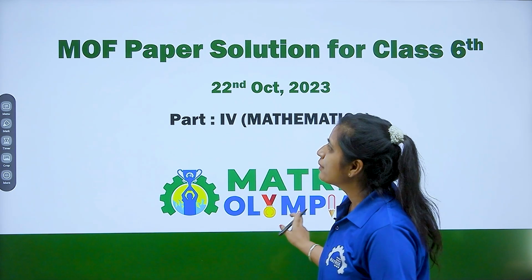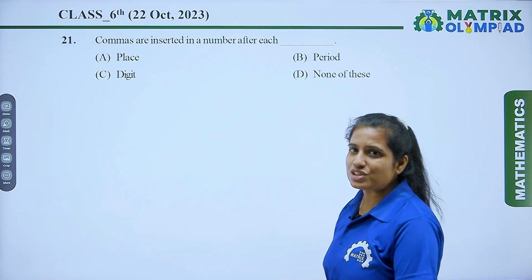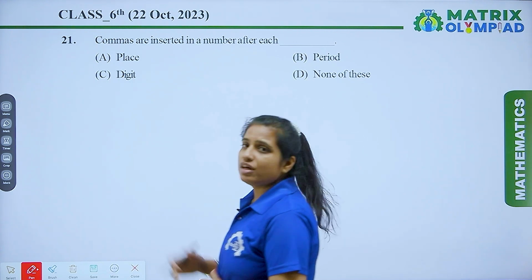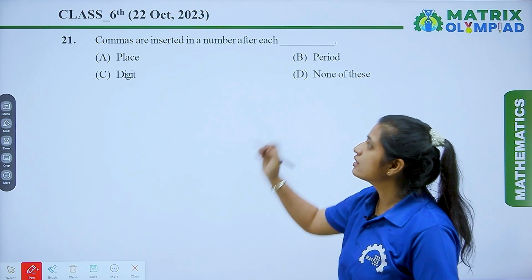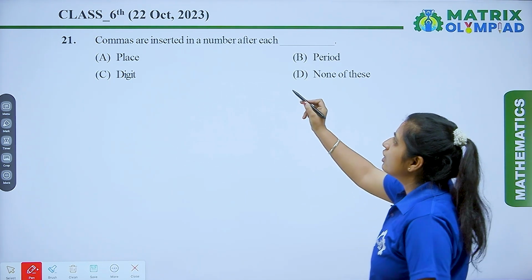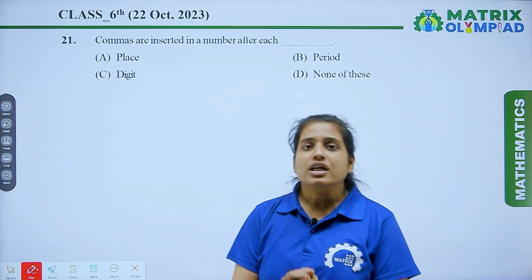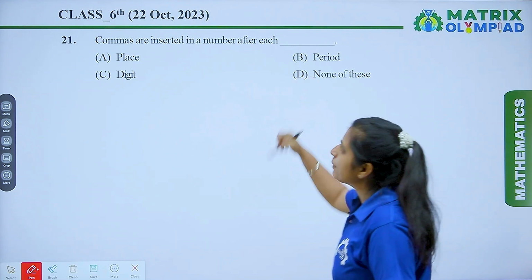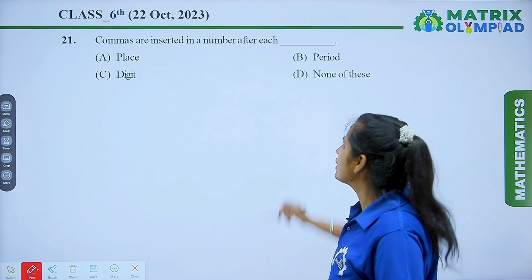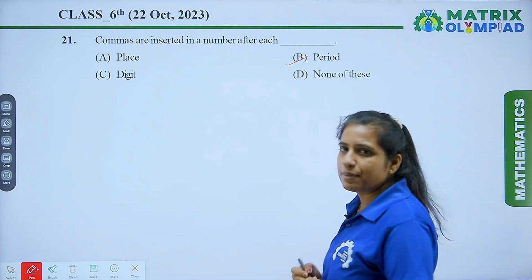So let's begin with the solution of the first question of this part. The first question is: commas are inserted in a number after each what? So we have to put the correct option in place of this blank. So here the correct option is option B, that is period.